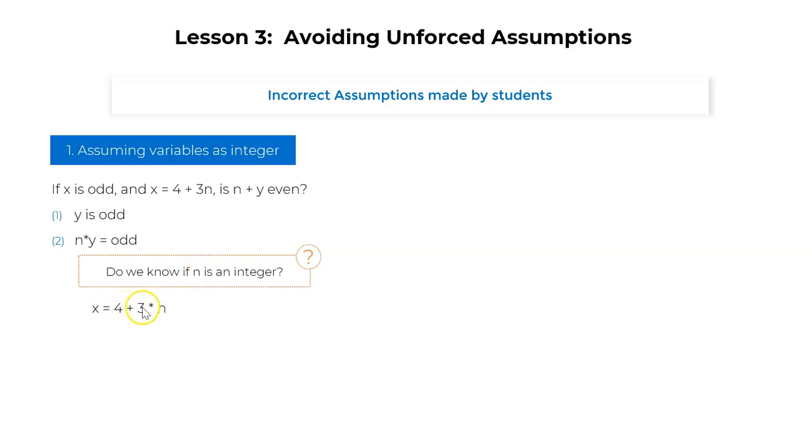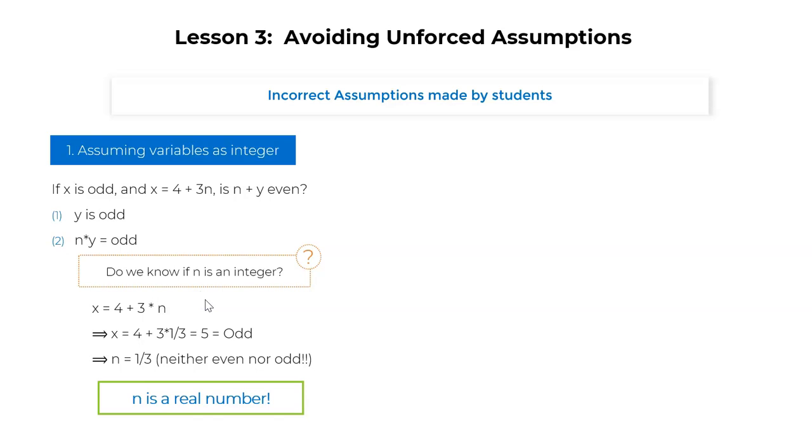Now, if x is equal to 4 plus 3 times n and x is odd, isn't there a possibility, for example, that n is, say, 1 by 3? If you take n as 1 by 3, 3 times 1 by 3 gives you 1, and 4 plus 1 is 5. And that is odd, right? So it is quite possible that n turns out to be 1 by 3, and in that case, n is neither even nor odd. So your assumption while solving the question that n is an integer is incorrect. Ideally, after reading this question stem, you should solve with an open mind and think that, hey, x could be a real number.